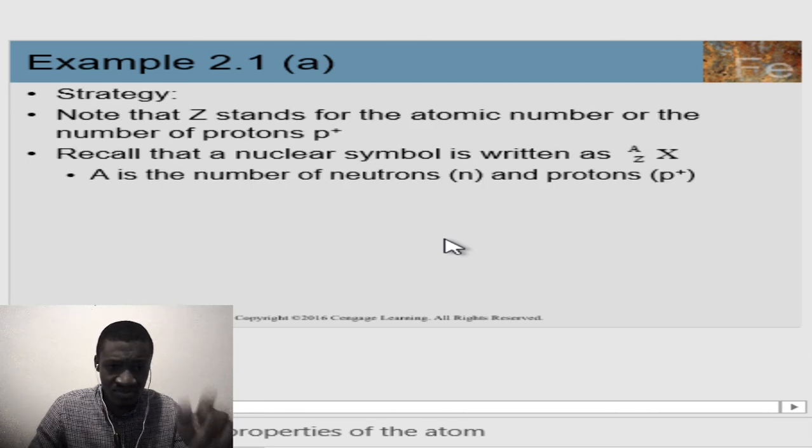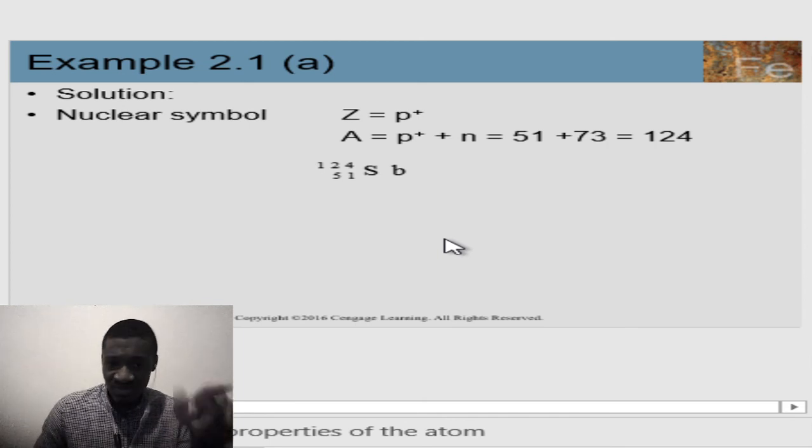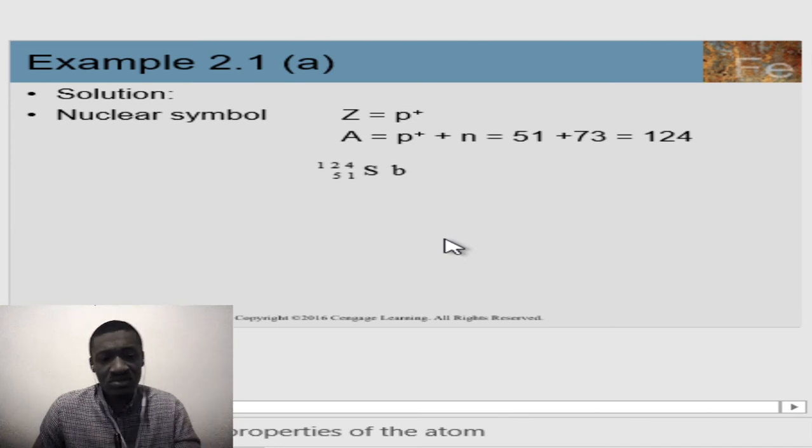So this is what it's going to look like. Your X is there, your A, and then your Z, as I said previously. So obviously your Z is your number of protons, which is going to be underneath, and then you add the number of protons and the number of neutrons, which is above. As I said, the super is the mass, the atomic number is a subscript. So your subscript is written under, superscript is written above. So that's it for this.